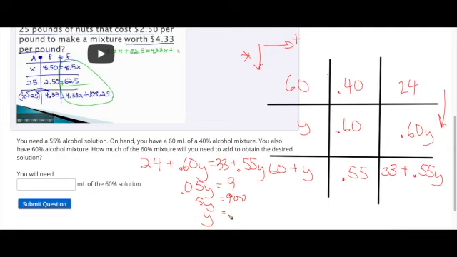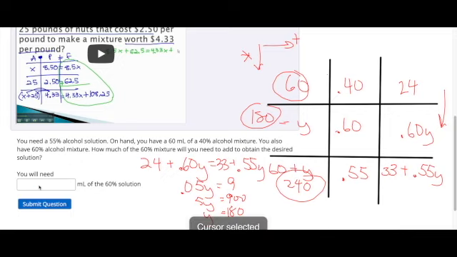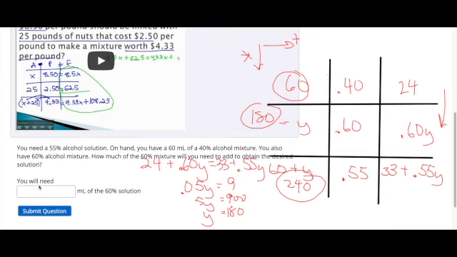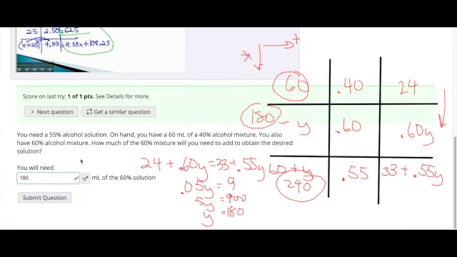5 goes into 9 once. With a remainder of 4, 5 goes into 48 times. So y is equal to 180. Add that to 60, you get your total amount of 240 milliliters. And that may be asking you what it wants. Sometimes it does, sometimes it won't. In this case, it didn't. So we're going to need 180 milliliters of the 60% solution. So we're going to put that in. 180. Hit enter. We got that right.